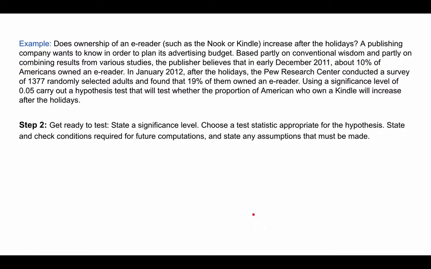So step 2 is to get ready to test. In this step, we state our significance level and we check the conditions. Our test statistic for this type of test we're doing in 8.2 is always the z-test statistic that we have the formula for. You don't have to worry about that part.